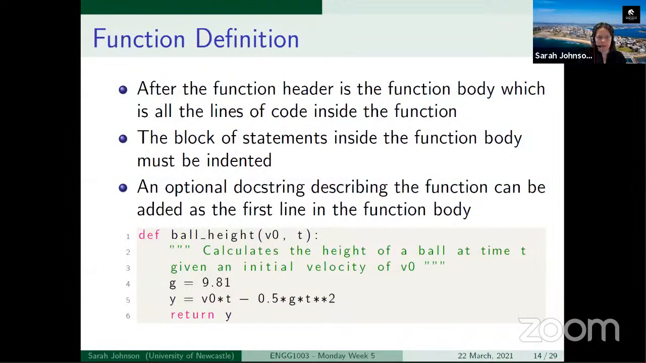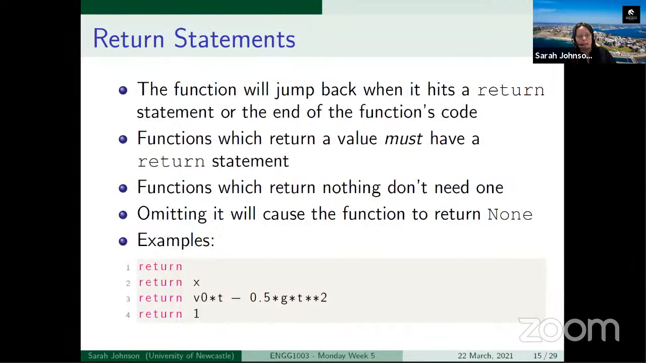And then finally, we have a return statement, which is the end. Well, it doesn't have to be, but it's usually at the end of the function's code. So if you want to return a value from your function, you must have a return statement. But if you don't want to return anything from your function, such as, for example, the print function, you don't have to have a return statement. And if you don't have a return statement, the function would just return None. You can also have an empty return statement, in which case you'll also return None.